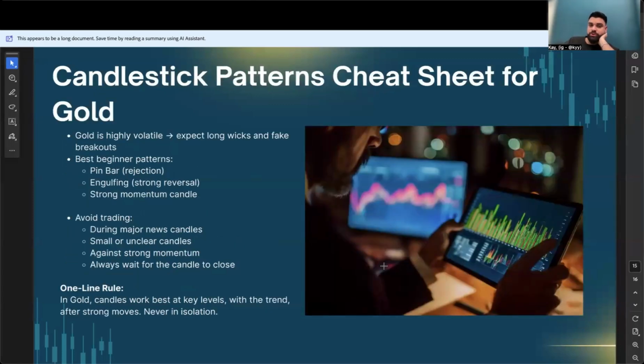Candlestick pattern cheat sheet for gold. This is more important than the rest of the information. The rest is, we've already mentioned this, it's very highly volatile. Expect long wicks and fake breakouts. Avoid with the candles, you want to be very careful. When you see engulfing, pin bar or anything like that during major news, or small unclear candles against strong momentum, always wait for the candle to close.